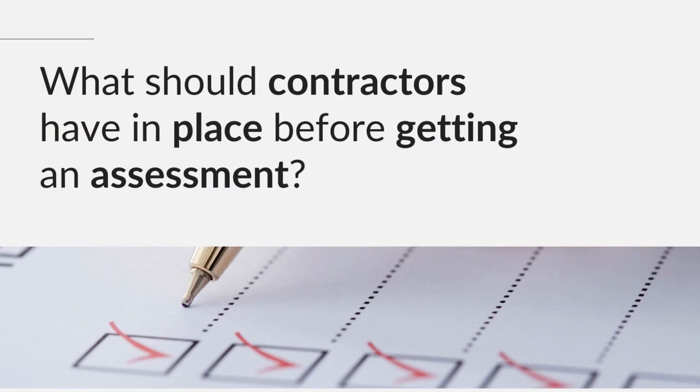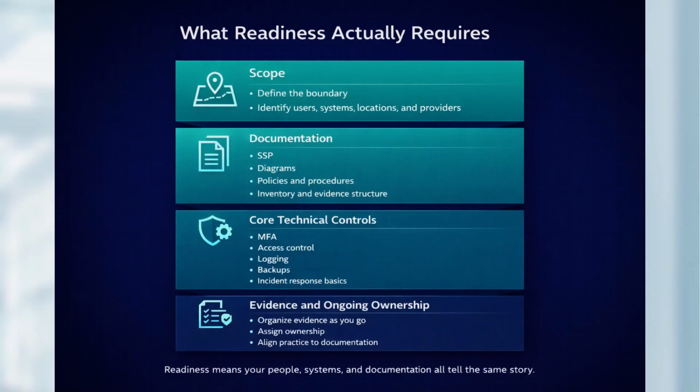Okay, so I've got the framework, the data types, possible levels. So what should a contractor actually have in place before thinking seriously about an assessment? Before they even talk about scheduling, what should they have in place first? All right. If you haven't fallen off your chair, besides the money, buckle up here. Again, we're trying to stay high level today, not dig into all the details.